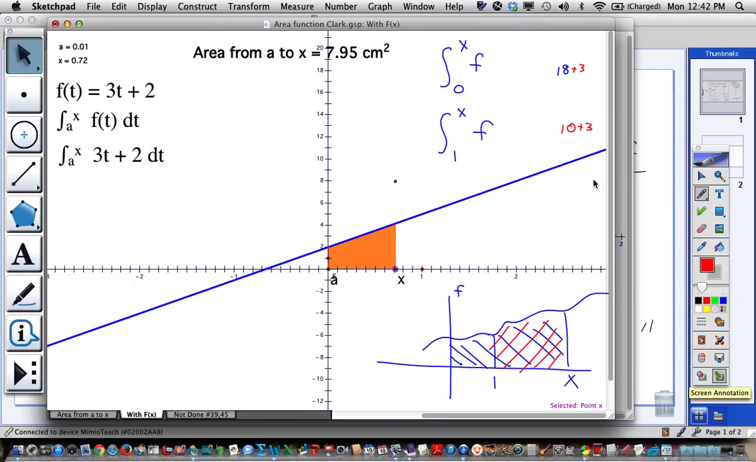This piece right here, this piece must be what? This piece is 8, right? I mean, if this whole thing's 18 and this is 10, this piece was 8, right? The only difference between the area function from 0 to x and the area function from 1 to x is that fixed piece of area between 0 and 1. That's the C.